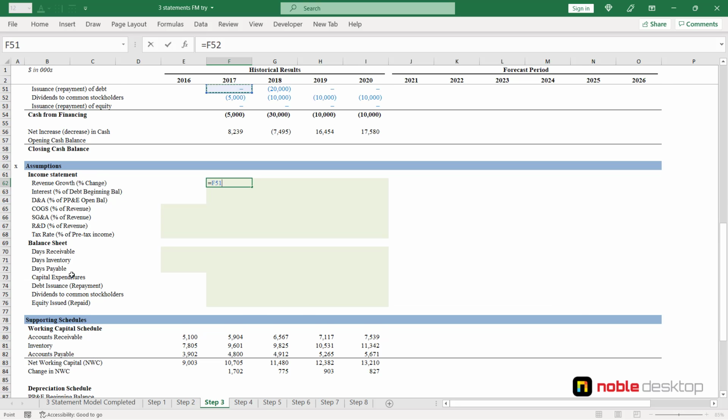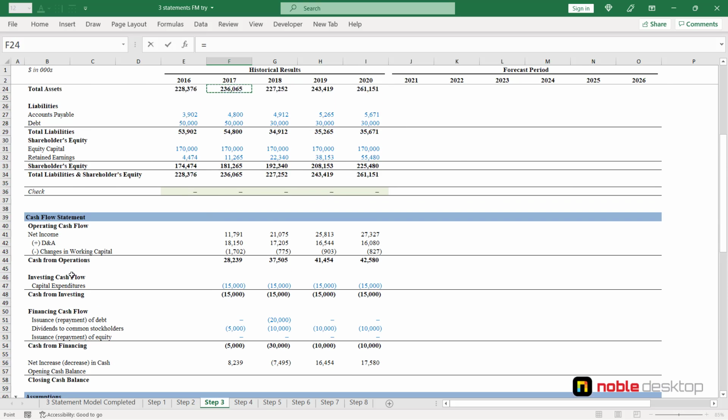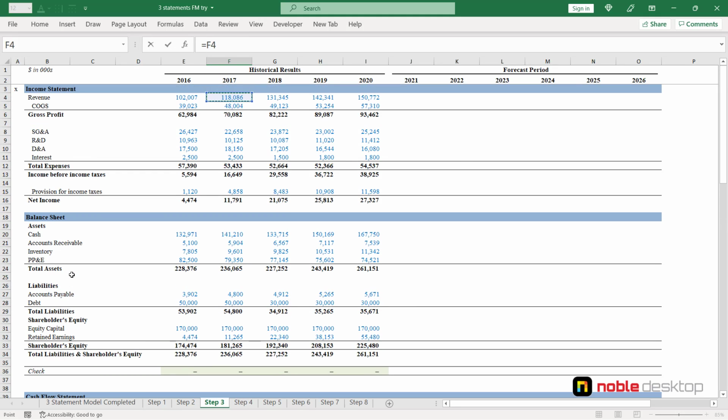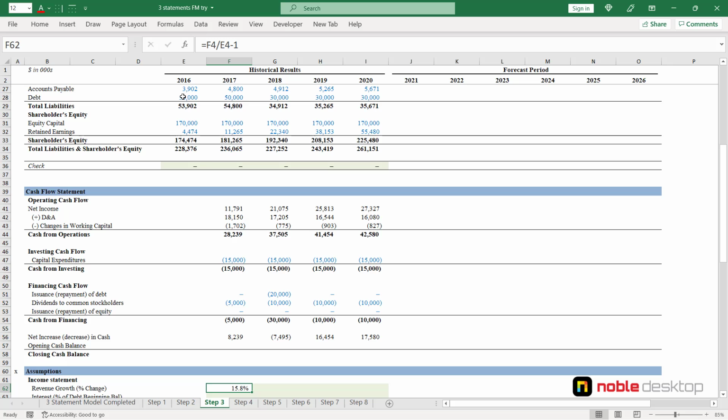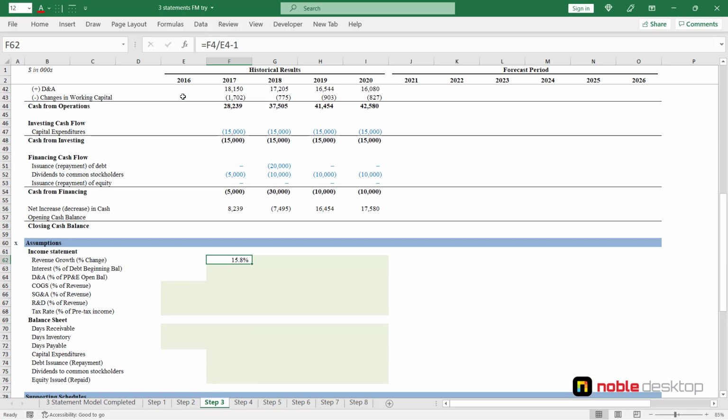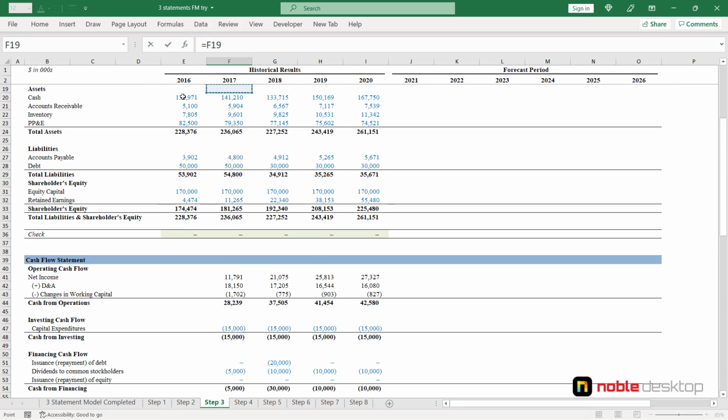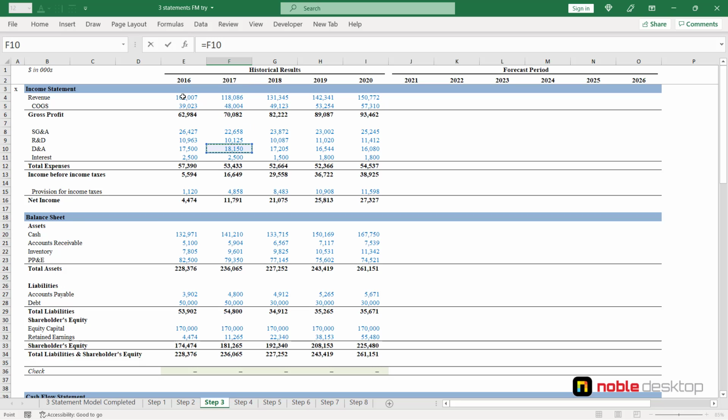And I remember I have my revenue in the income statement in the very beginning of the model in the row 4. So I'm gonna take current year revenue divided by my previous year revenue minus 1 to calculate the revenue growth for 2017. My interest as a percentage of debt beginning balance, I'm gonna find my interest in income statement as well. It's row 11, and I'm gonna divide it by debt beginning balance, which is in balance sheet.